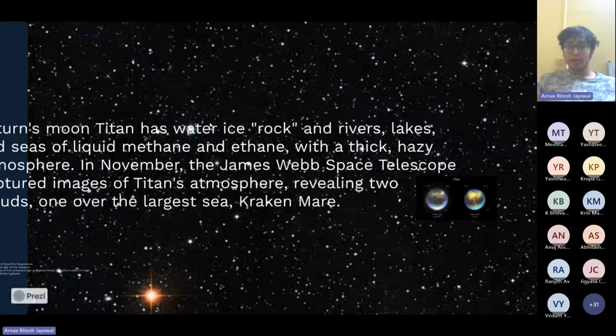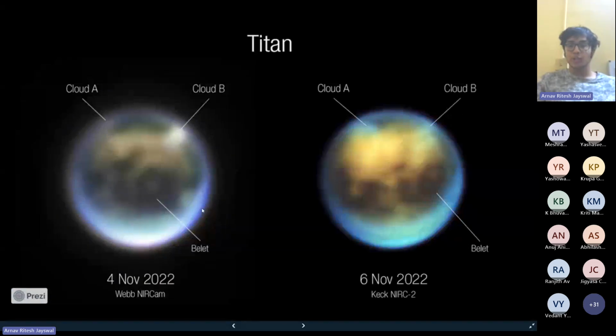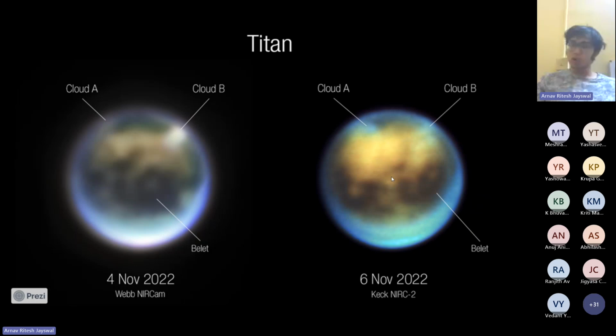As you can see here, you can see the bluish tints across the sphere. So these are some of the clouds that the JWST observed over Titan and the Sea of Titan. And this was something which we had not observed before, and this was revolutionary for the time being.